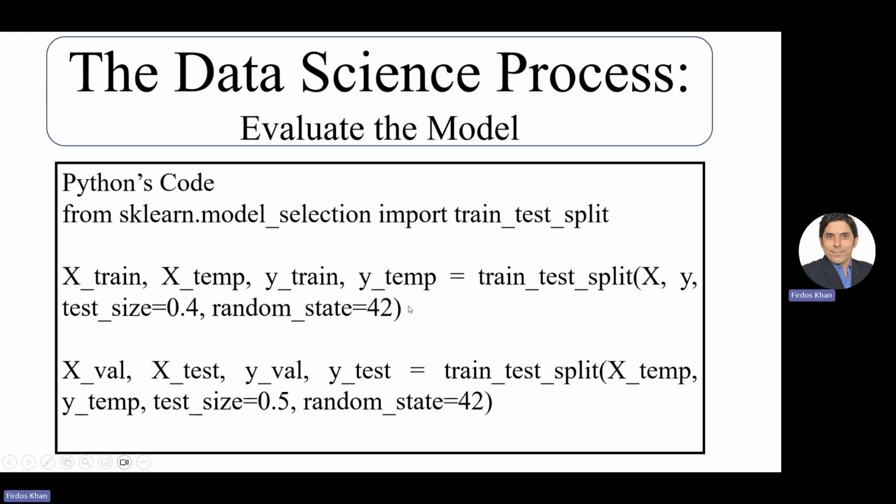So now we have 3 datasets: x_train, y_train, that is 60%; then x_validation, y_validation, that is 50% of the temp data, remember, which is 40% of the total data. And you have x_test and y_test, that is also 50% of the temp data, which is 40% of the total.